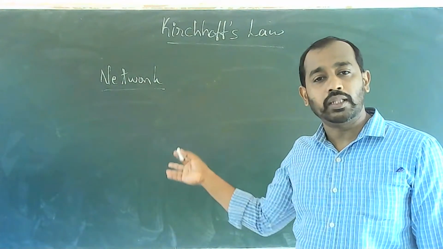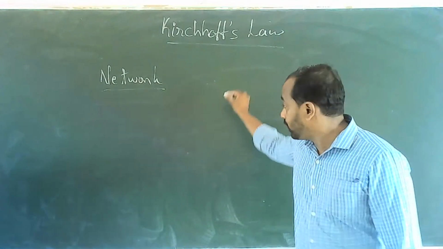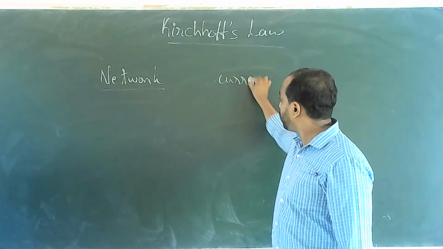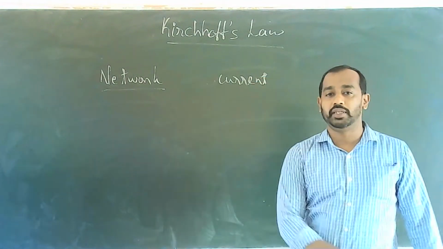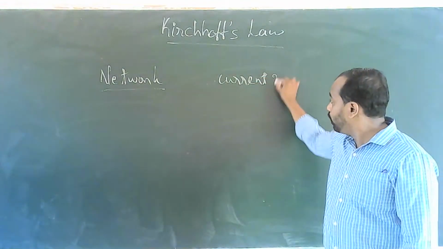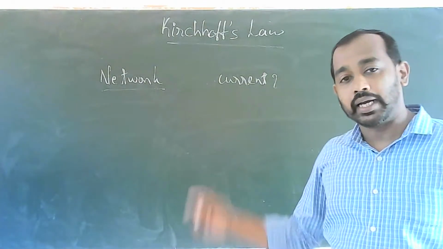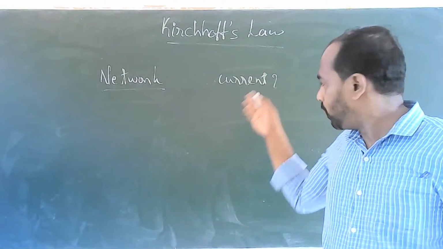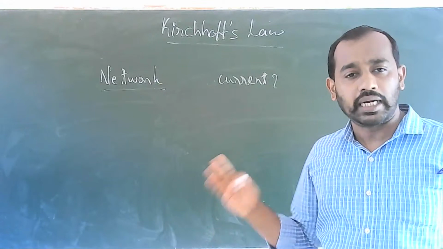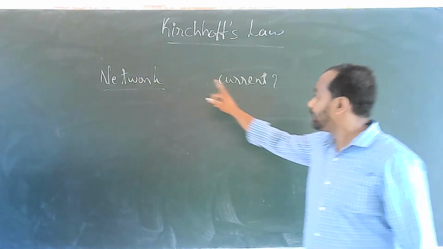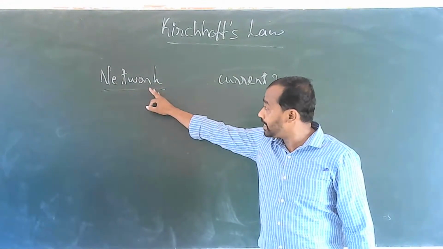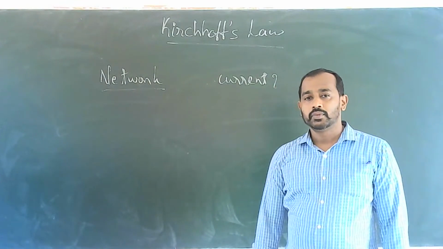Analyzing means to find out the value of the current which will be flowing through each of the components. How much current will be flowing through each component. So determining the value of the current and also sometimes the potential difference, sometimes the resistance, that will be known as analyzing a network.